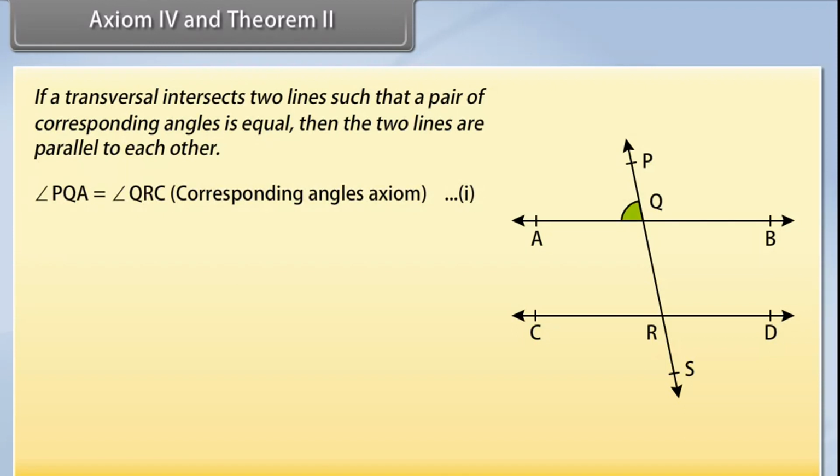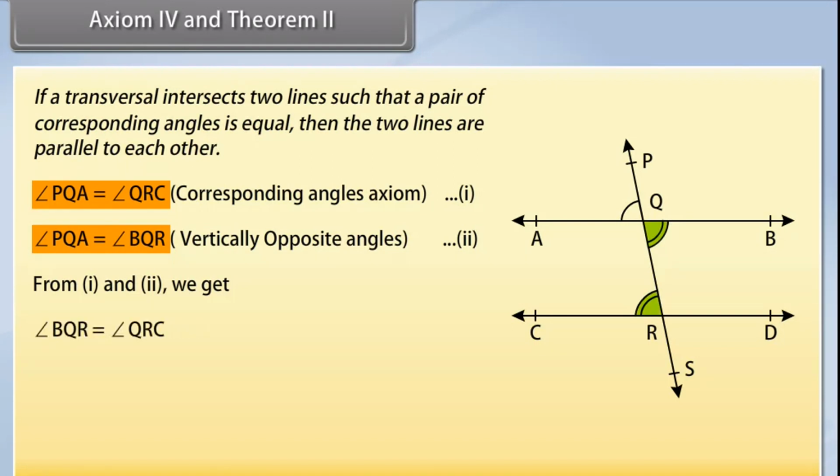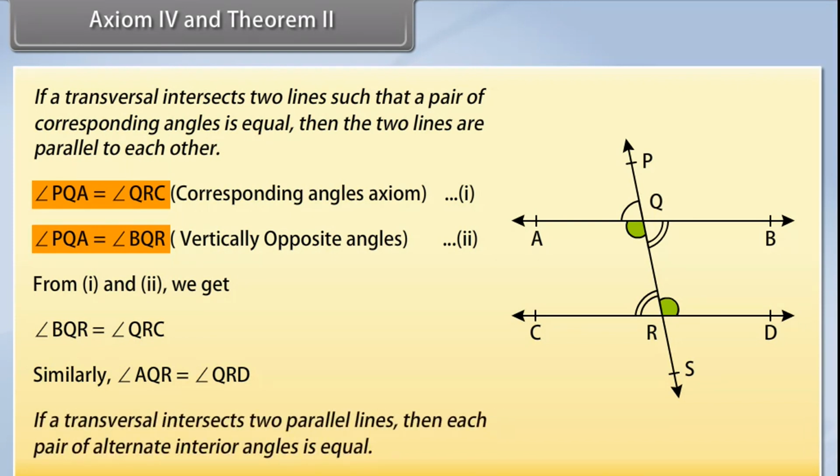We know that angle PQA is equal to angle QRC by using the corresponding angles axiom. Mark it as 1. Also, angle PQA is equal to angle BQR because these are vertically opposite angles. Mark it as 2. So from 1 and 2 we may conclude that angle BQR is equal to angle QRC. Similarly, angle AQR is equal to angle QRD. This result can be stated as a theorem: if a transversal intersects two parallel lines, then each pair of alternate interior angles is equal.